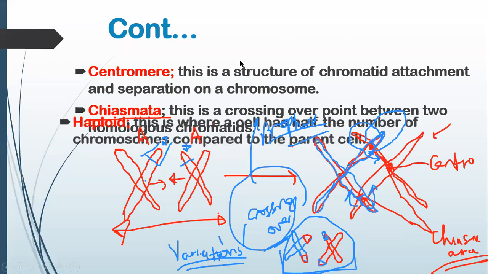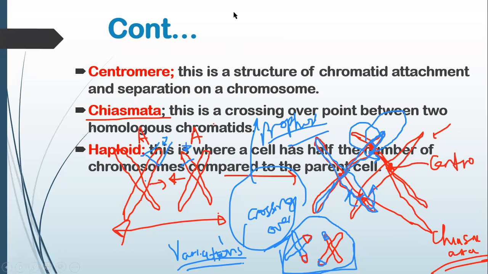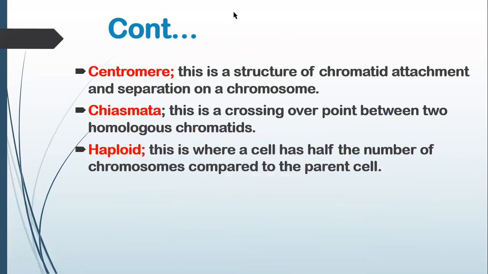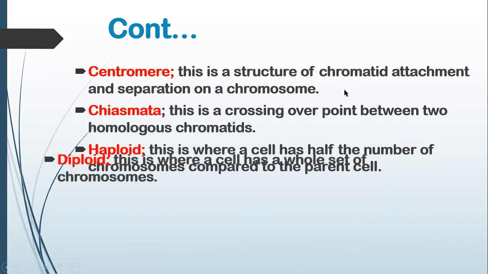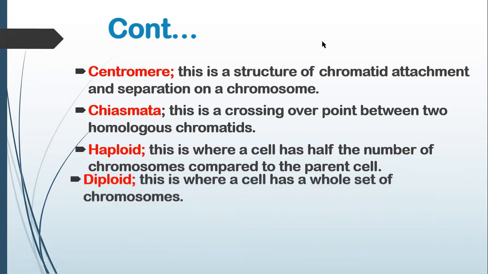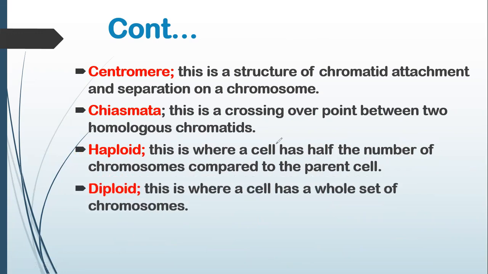Then another important term is haploid. So haploid means, let me explain it together with the diploid. Now, like I said, human cells are made up of how many chromosomes? They have 46. So a normal human cell has 46 chromosomes.